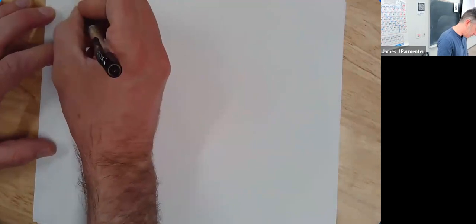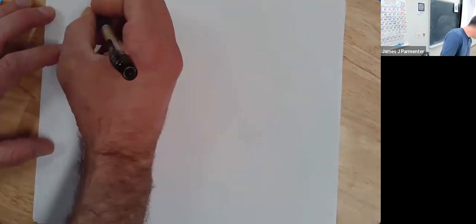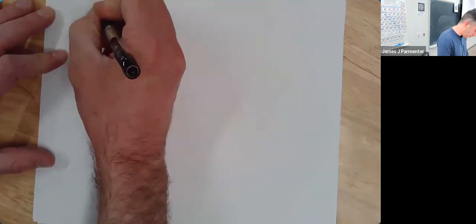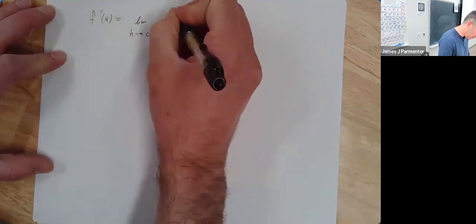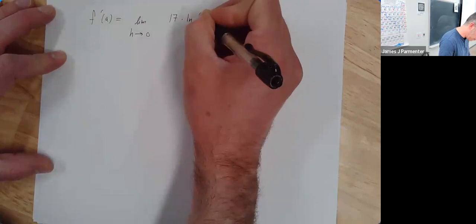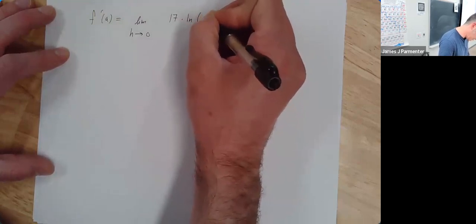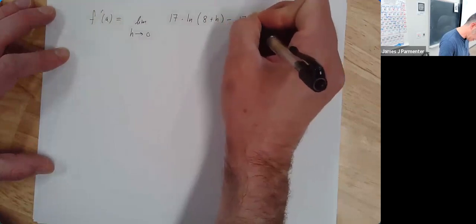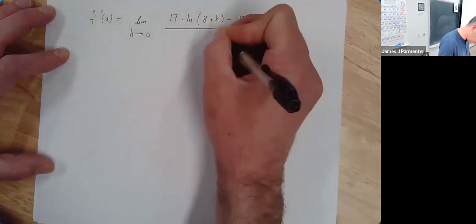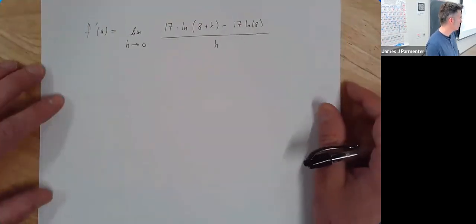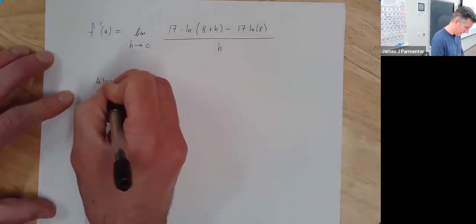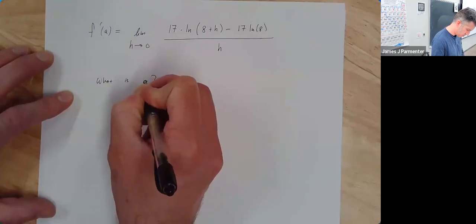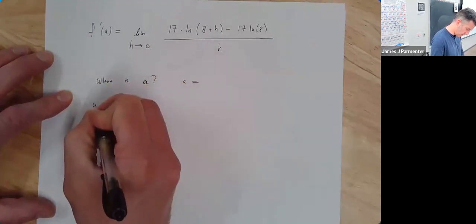Let's look at this next thing. So let's say we're given that f prime of a is equal to the limit as h goes to 0 of 17 times the natural log of 8 plus h minus 17 times the natural log of 8, all over h. So two questions. What is a? And what is the function?